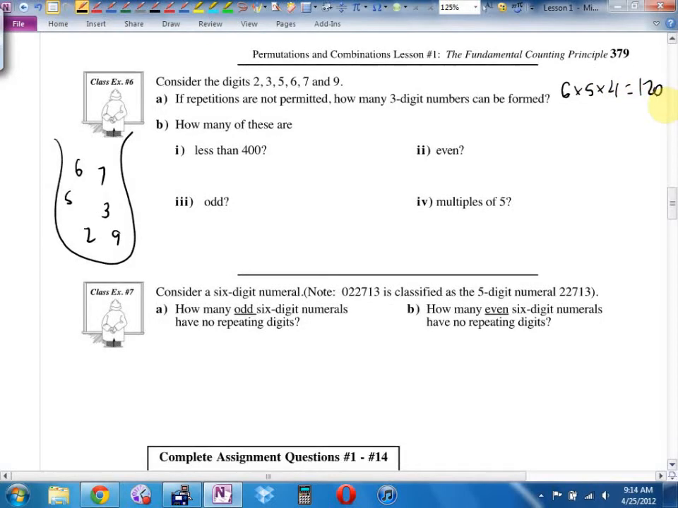All right. Now let's start doing more interesting, trickier questions. So we're doing three-digit numbers. How many of these are less than 400? Okay. If this has to be less than 400, I think what they've really done is give me a restriction on that first digit. How many choices do I have for that first digit?